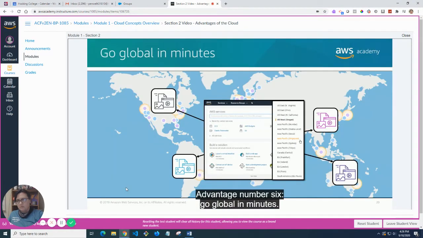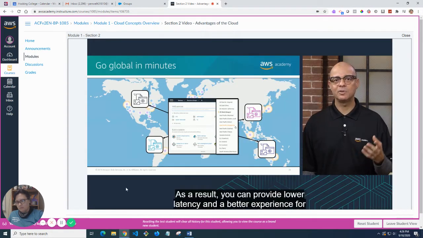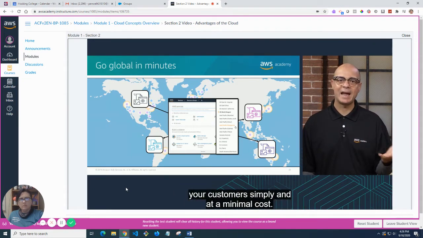Advantage number 6, go global in minutes. You can deploy your application in multiple AWS Regions around the world with just a few clicks. As a result, you can provide lower latency and a better experience for your customers, simply and at a minimal cost.